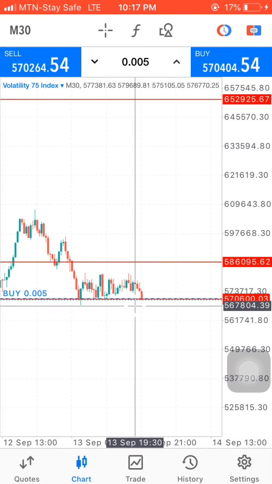And that's going to be where my stop loss will be, 567,804.39. That's where I'm going to set my stop loss.